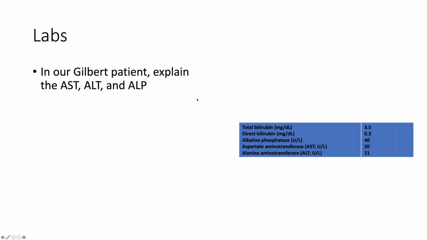So in our Gilbert patient, explain the AST, ALT, and alk phos. In alcoholics or patients that drink a lot, why is the GGT elevated in isolation? I don't know.